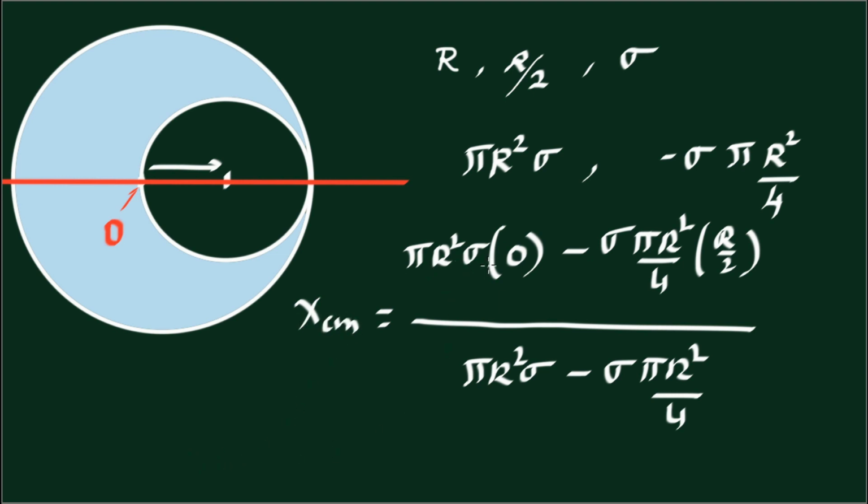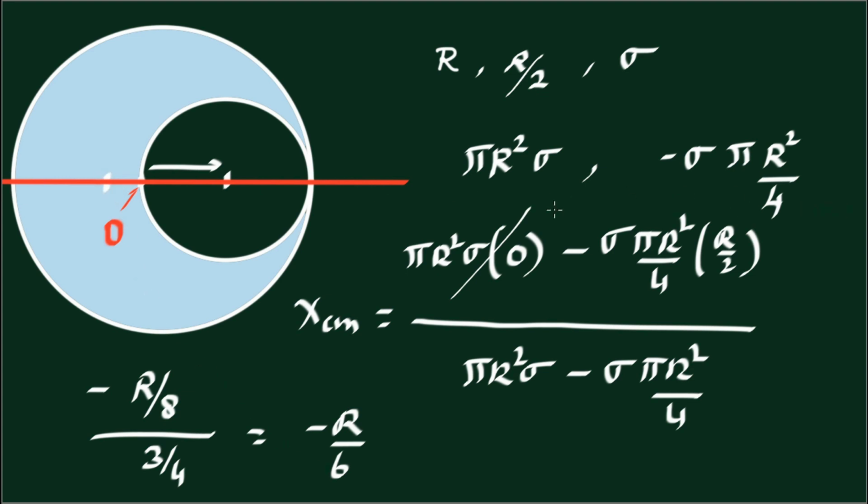Very simple. Pi r squared sigma is common through the whole thing. Let's cancel it out. The first term is 0. So pi r squared sigma has gone. So I have r by 8 in the numerator with a minus sign, divided by, in the denominator, 1 minus 1 by 4, that is 3 by 4. So this becomes 4 goes above and cancels this, gives me minus r by 6. So the center of mass is located here at a distance of r by 6. That's it for this problem. Thank you.